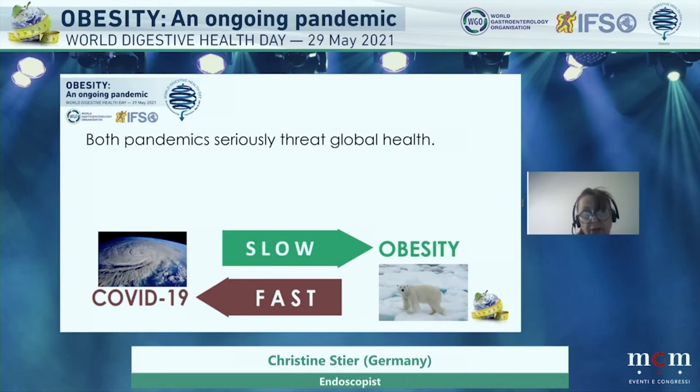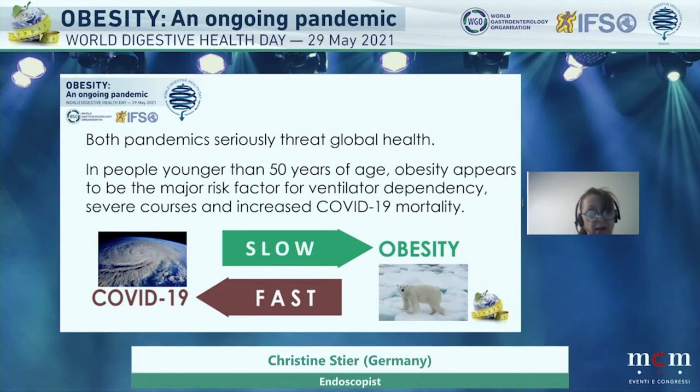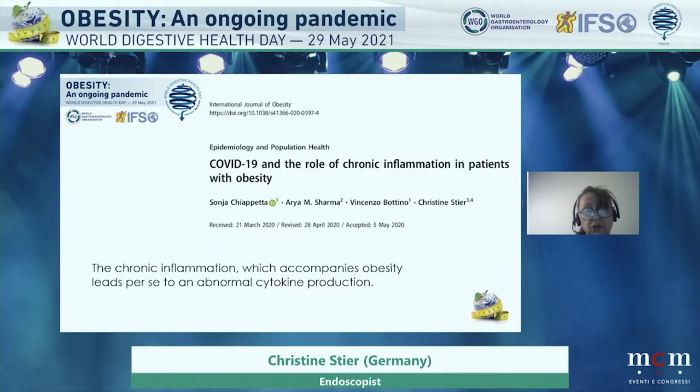Both pandemics, COVID and obesity, generate high mortality rates, and in people younger than 50 years of age, obesity appears to be the number one major risk factor for ventilator dependency, more severe courses, and an increased COVID-19 mortality. The context for this seems to be the chronic inflammatory state that accompanies obesity. This leads per se to an abnormal cytokine production, such as interleukin-6, as we were able to show with this study, but also to an increase of various other acute phase reactants, with that apparently favoring and setting the trigger on the COVID-induced cytokine storm.